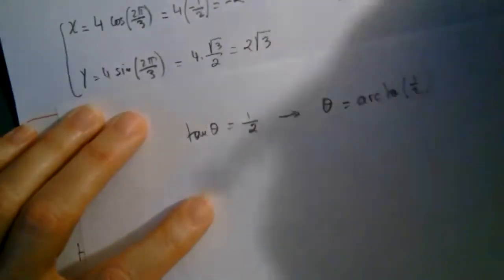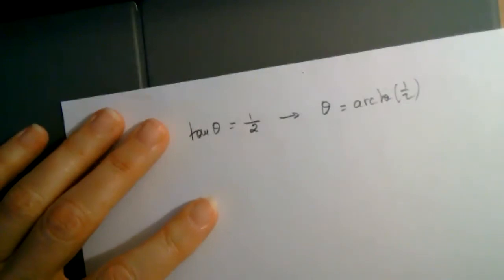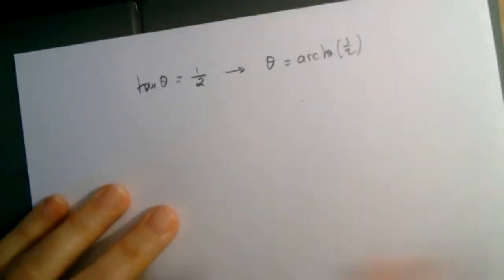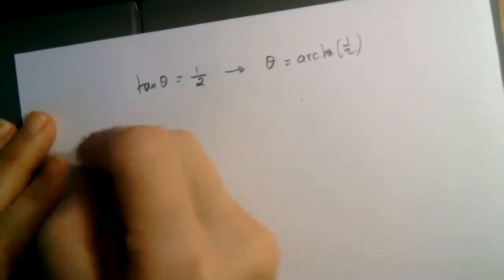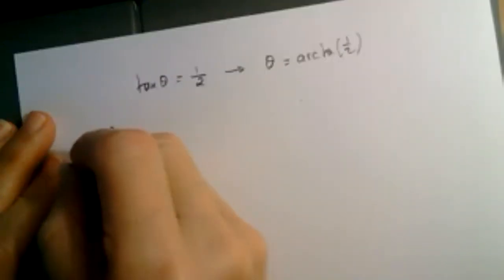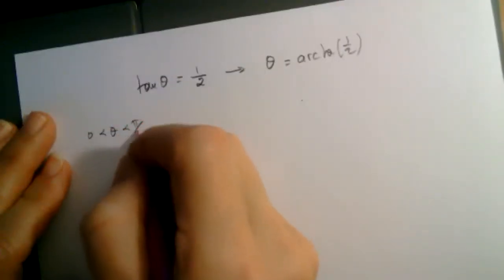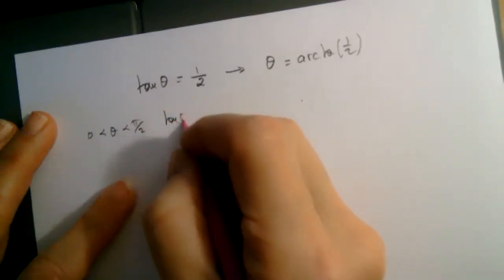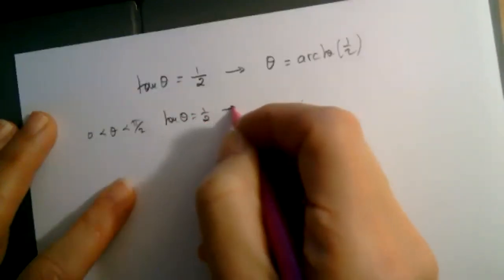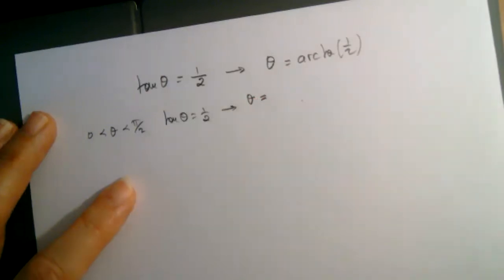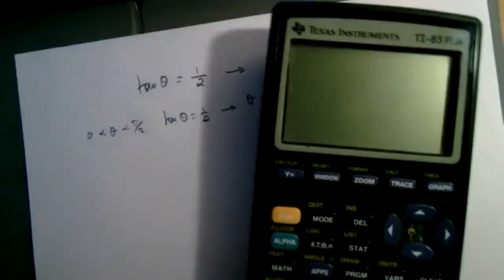What is the issue? Before I go back to my note, let me tell you what the issue is, because you have to know it before I proceed. Suppose I give you the following: I tell you theta is between 0 and pi/2, and tangent theta is 1/2. So what is theta? Of course I have to go to my calculator and find arctangent.